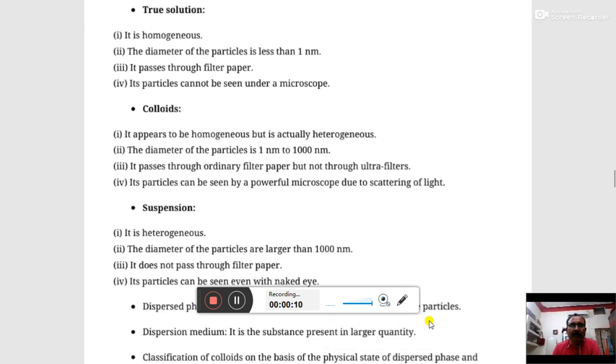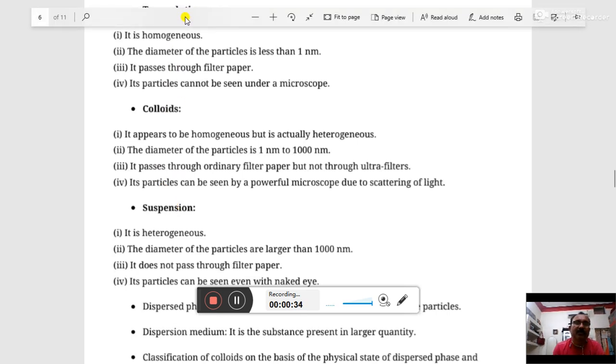Good morning, students. Today, again, we explain the new topic of surface chemistry, that is the types of solution. Here, the solution is classified into three types. First is a true solution, second is a colloid solution, and third is suspension.